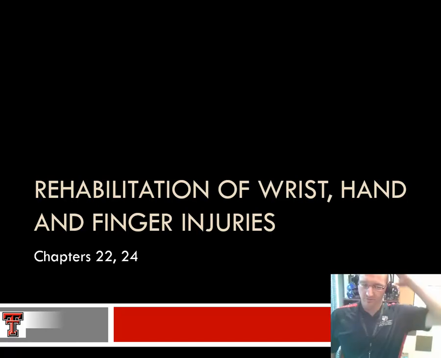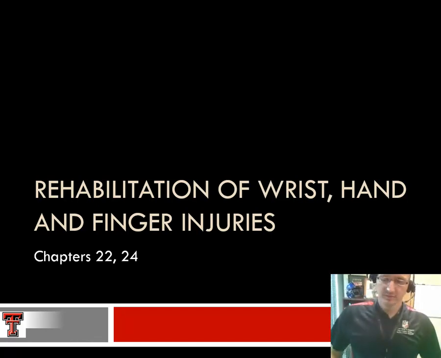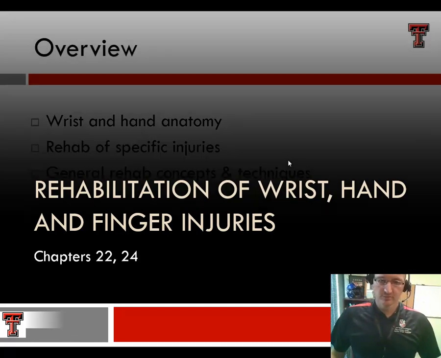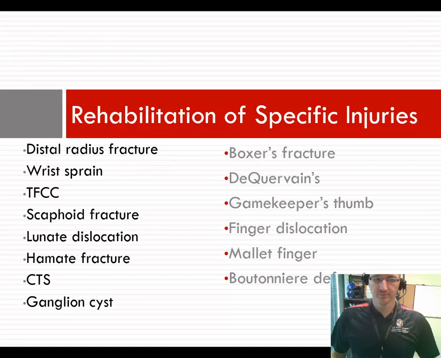Alright, shifting gears a little bit from elbow to wrist and hand and finger. This is out of chapters 22 and 24 out of your text. We'll take a quick peek back at wrist and hand anatomy just to refresh, and then take a look at some specific injuries that we could rehabilitate, and then some general rehab concepts and techniques.